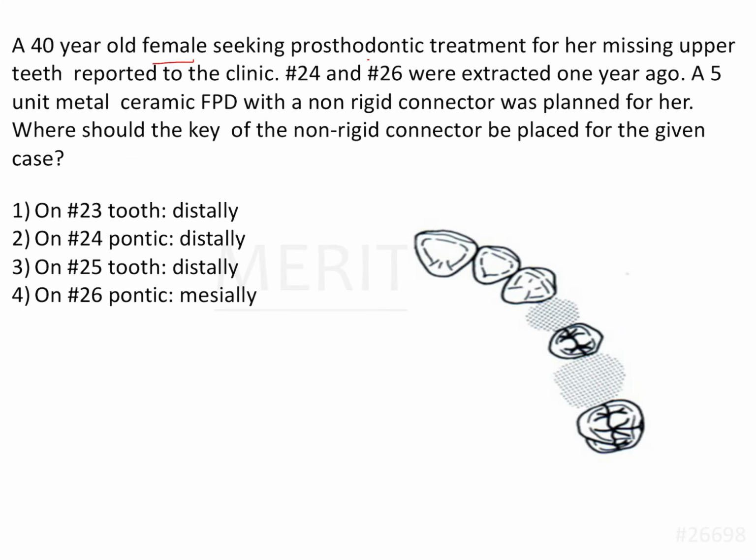A 40-year-old female seeking prosthodontic treatment for her missing upper teeth reported to the clinic. 2.4 and 2.6 were extracted. Okay, this is 2.4 and this is 2.6, which were extracted 1 year ago. A 5-unit metal ceramic FPD with a non-rigid connector was planned for her. This is important. Where should the key of the non-rigid connector be placed for the given case?